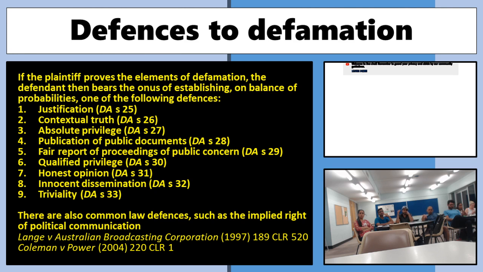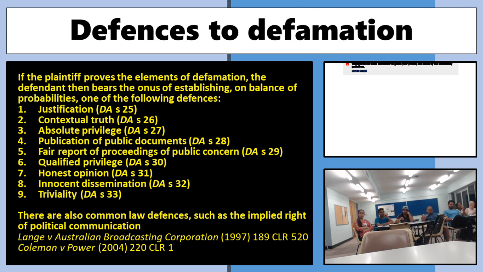Absolute privilege. You can say whatever you like if you are a member of parliament talking in the Houses of Parliament. Also, if you are in court and you're adducing evidence, you can't be sued for defamation while you're adducing evidence in court. Yeah, let it all out.